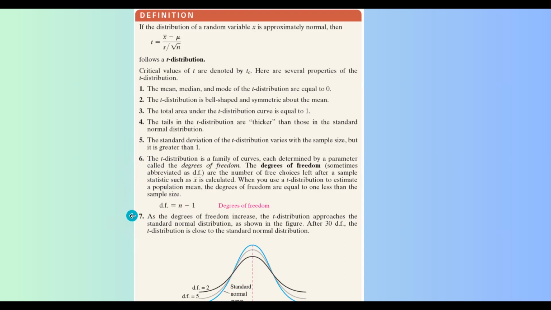And finally, the last property, as the degrees of freedom increases, the t-distribution is getting closer and closer to standard normal distribution. After 30 degrees of freedom, the t-distribution is very close to a standard normal distribution. So these are the properties of t-distribution.